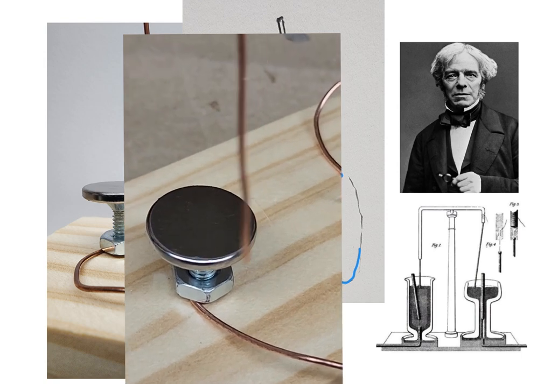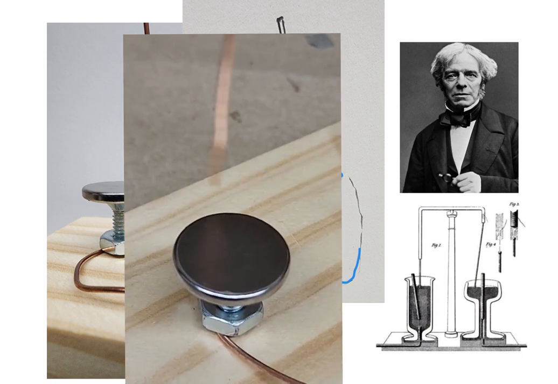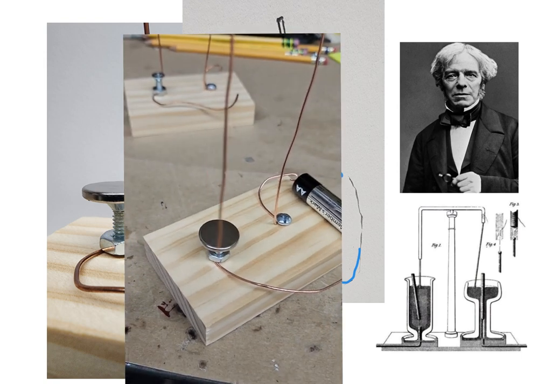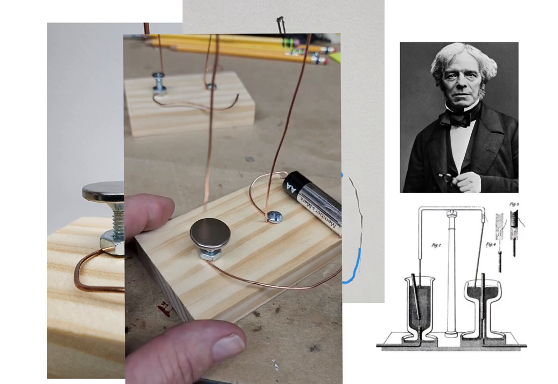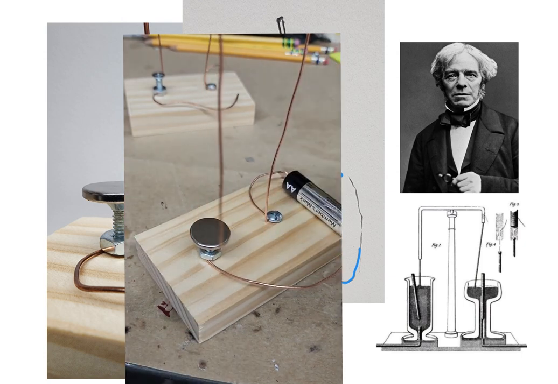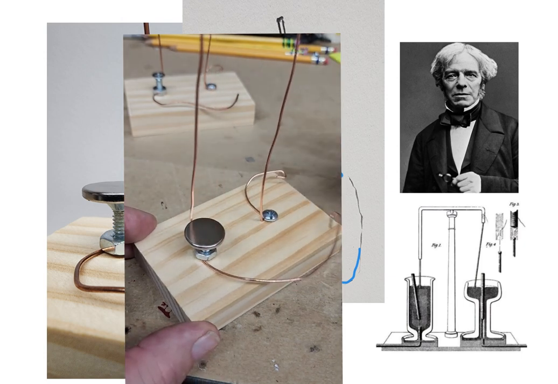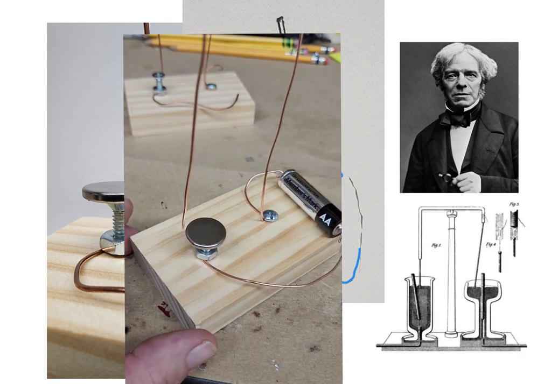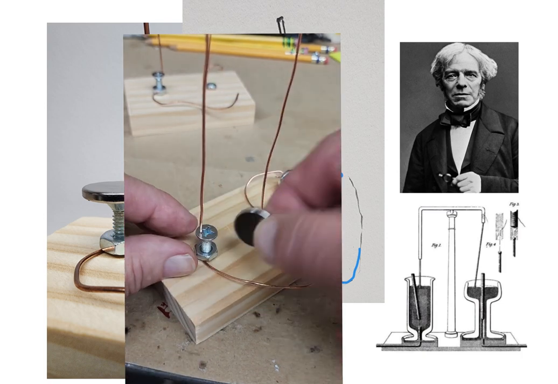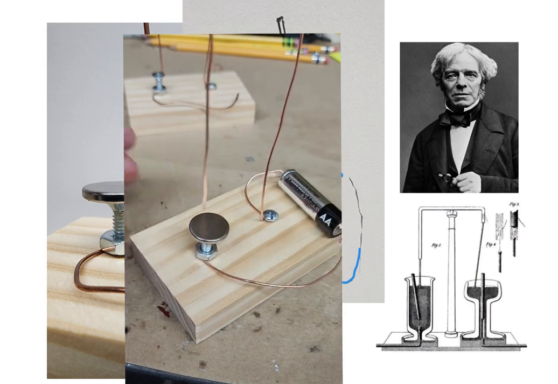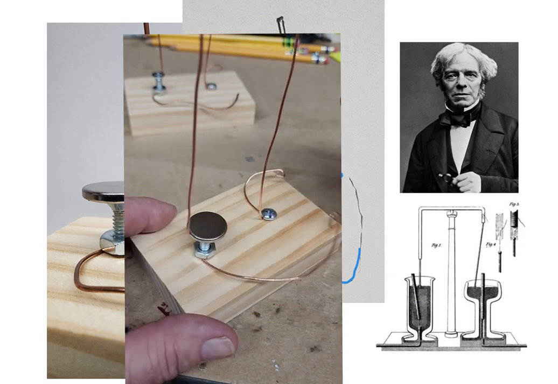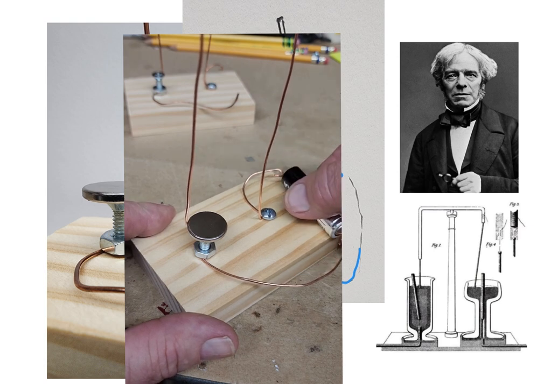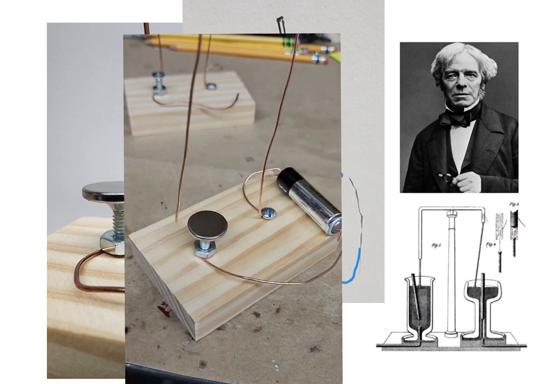Now you might play around with it a little bit and see what happens if you, for example, switch the battery around. And the wire spins the other direction. If you flip the magnet over, the wire will spin the other direction once again. All right, there is a model of Faraday's electric motor.